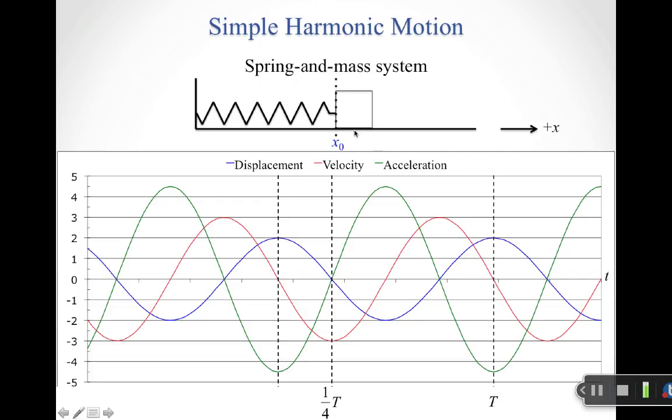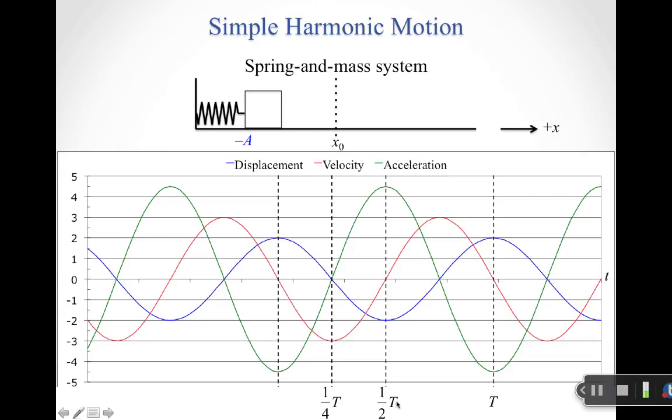If I wait 1/4 of the way through the period, then I'll notice that I'm back at equilibrium. So here's a situation where my displacement curve is at 0. The acceleration is 0 because equilibrium is where I feel no force, so I don't have any acceleration. But you notice that my object is now traveling at its maximum speed. In this case, it happens to be traveling with its maximum speed in the negative direction because it's moving back to the left.